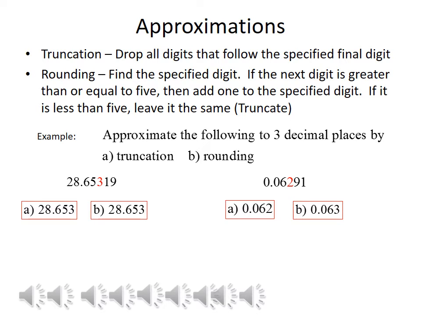And finally, we will approximate 0.06291 by rounding. Again we go to 3 decimal places, that's the 2 in red, and when we round we look at the next number. So the next number is a 9. 9 is greater than 5, so we will round the 2 up to a 3. So the rounded approximation is 0.063.